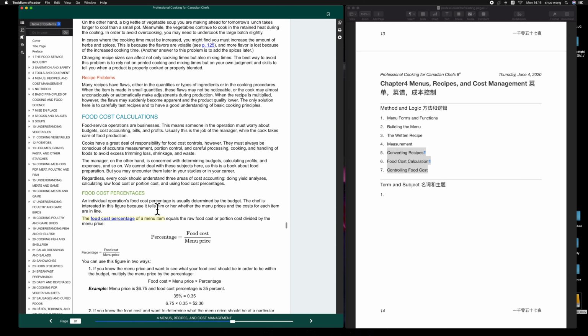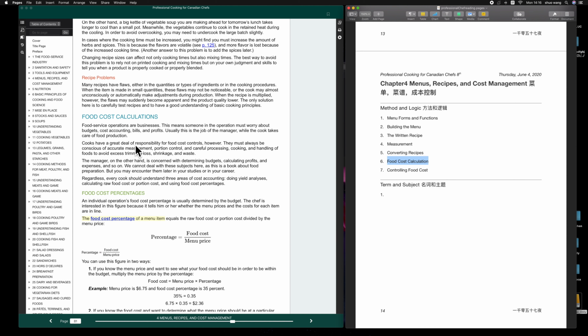Food cost calculation, this is the next section. Food cost calculation. Food service operations are businesses. This means someone in the operation must worry about budgets, cost, accounting, bills, profits, everything. Usually this is a job of the manager while the cook takes care of food production.